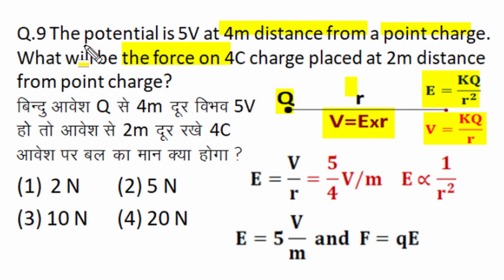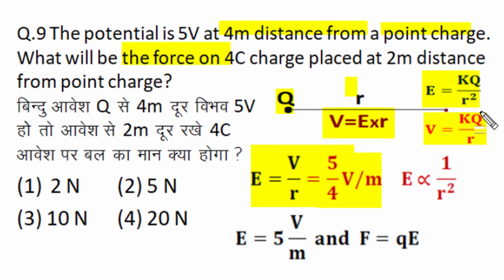Now in this question, to find the force, we need the electric field intensity, and we are given potential information with distance. So at 4 meter distance, where the potential is 5 volt, we can find the electric field intensity as V by R, 5 by 4 volt per meter.